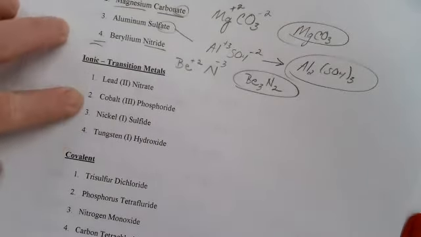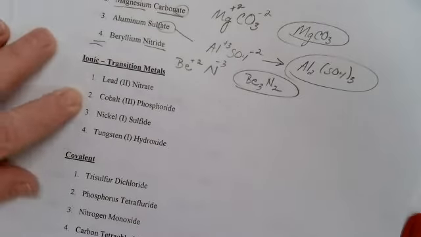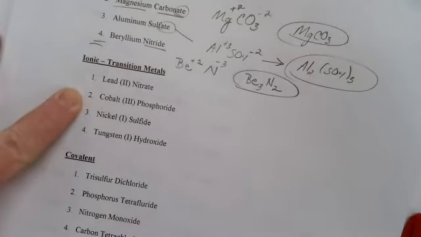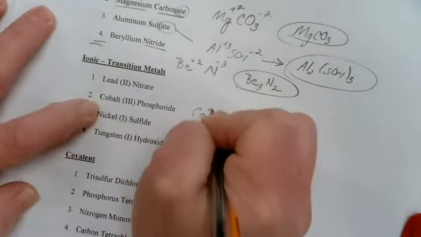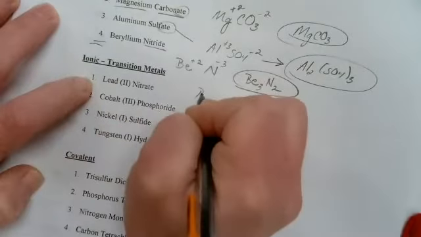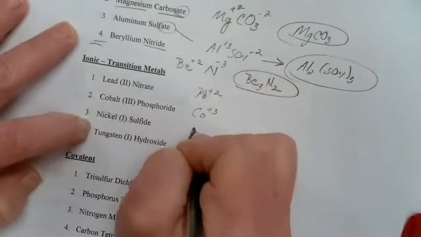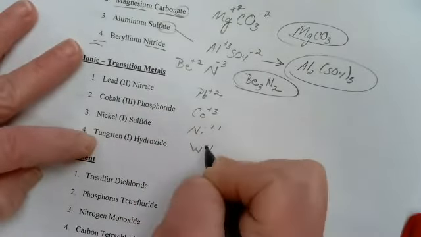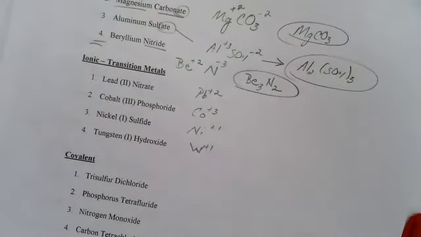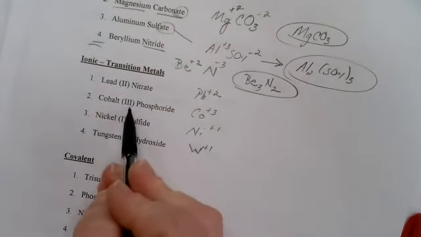Tyler, choose one of these. 2. All right. Now here we see Roman numerals. Abby, what does a Roman numeral represent? That's a metal that we don't trust the charge of. Excellent. The charge, the charge, the charge. So here, cobalt is a +3. In number 1, that means lead is a +2. This means nickel is a +1. Tungsten is a +1. They are the charges.